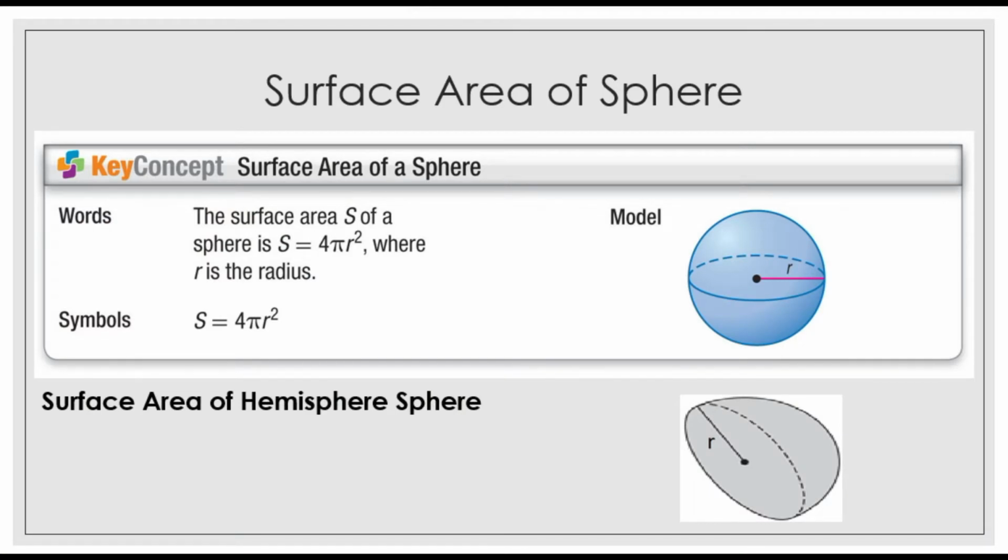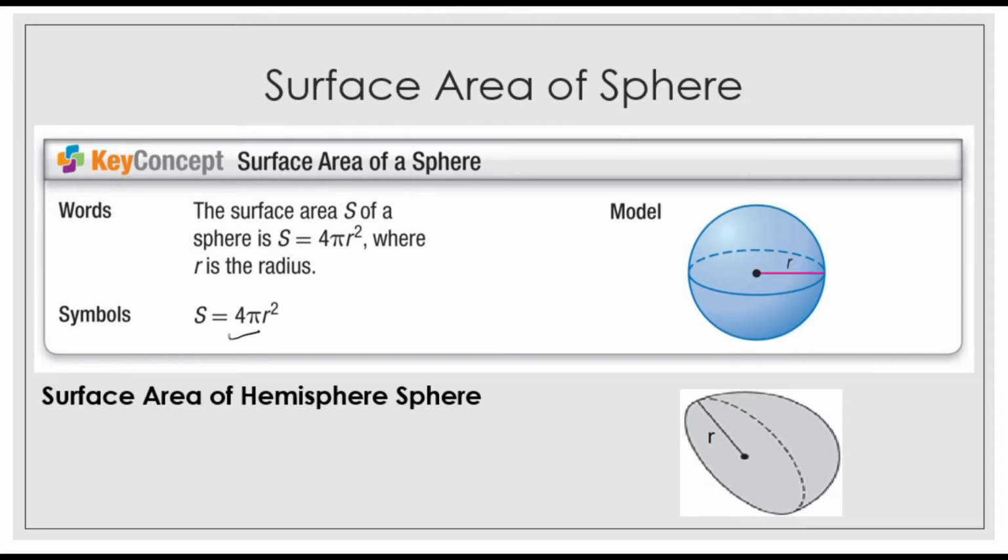The formula for the surface area of the sphere is 4 pi r squared. Here S stands for the surface area. The surface area means all the touchable parts around this sphere. So if you have to paint this sphere, what will be the area that you need to paint this spherical ball? That is the surface area.